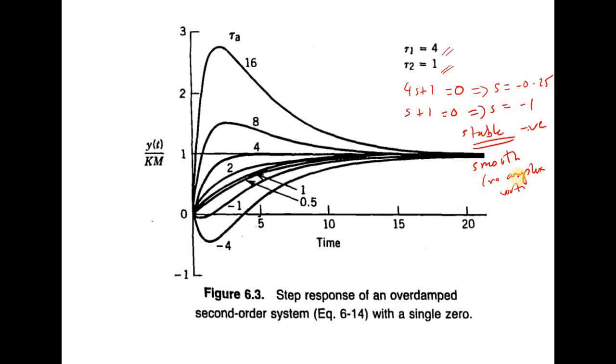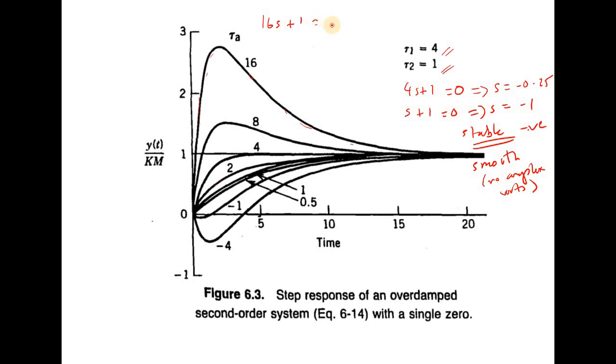Based on that, now we are looking at the figure here. What is the value of tau A? I have different values of tau A. If tau A is greater than 0, I will have an overshoot. So let me start with 16. With a very big tau A, it will have a big overshoot. And why will it have a bigger overshoot? Because, for example, for tau A s plus 1, 16s plus 1 is equal to 0.